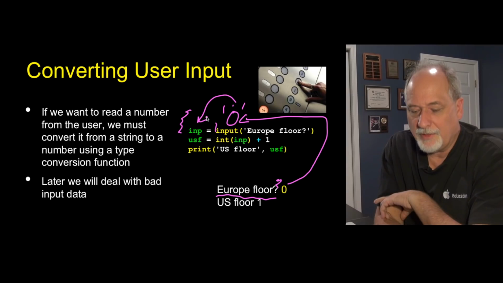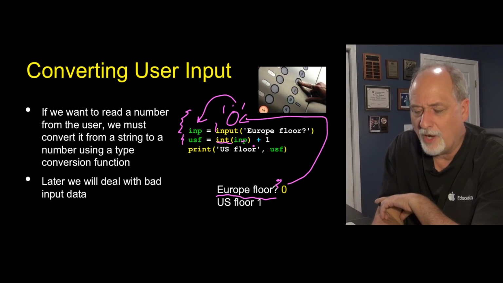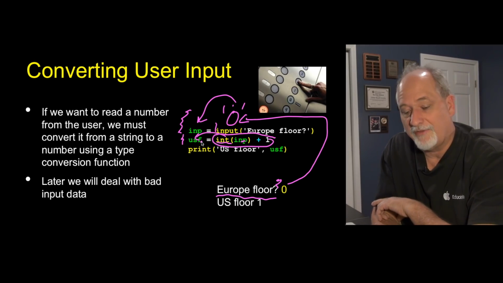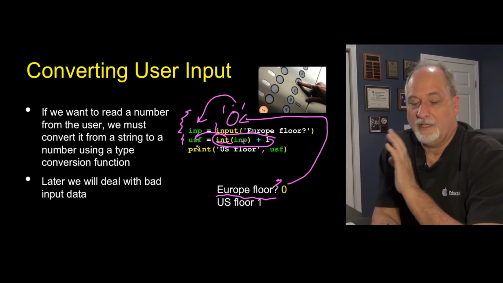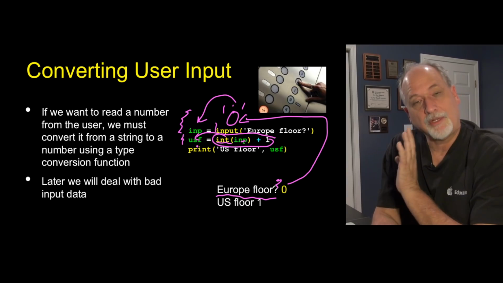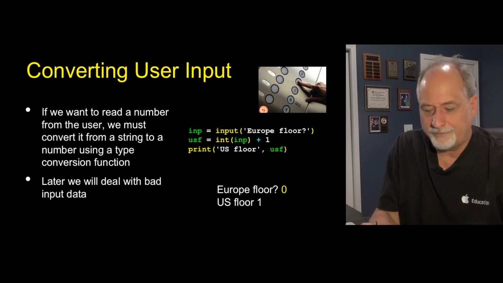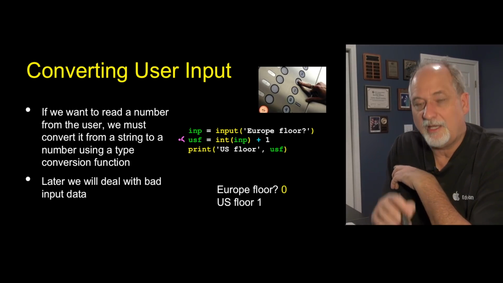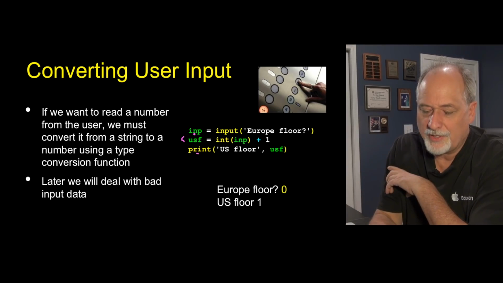Then we move to the next statement, and on the right-hand side, we convert that string variable to an integer, so that becomes the integer 0. We add 1 to it, and that becomes 1, and then we assign that into USF. I've named this variable United States floor, so inp is the input and USF is mnemonic. It doesn't know anything about elevators, I just picked a variable name that was friendly. At this point, USF has the United States floor that's equivalent to the European floor, and then I fall down and do a print statement.